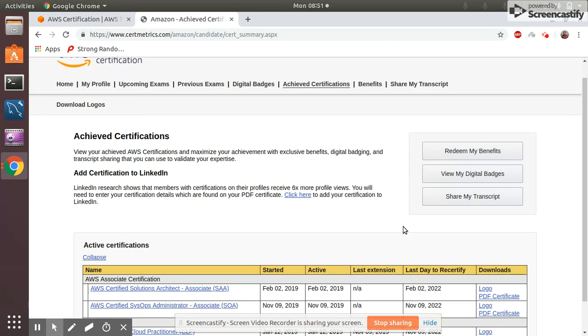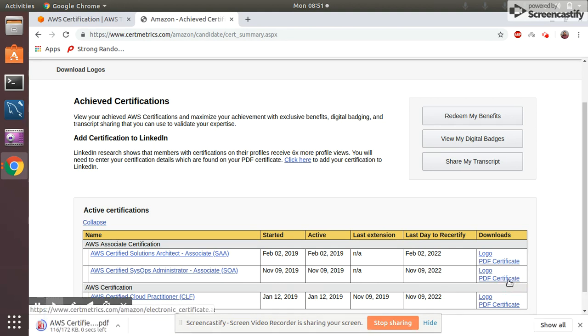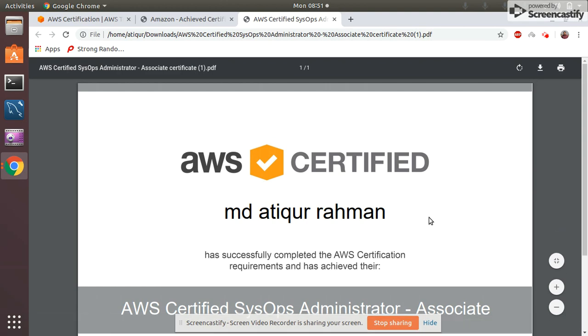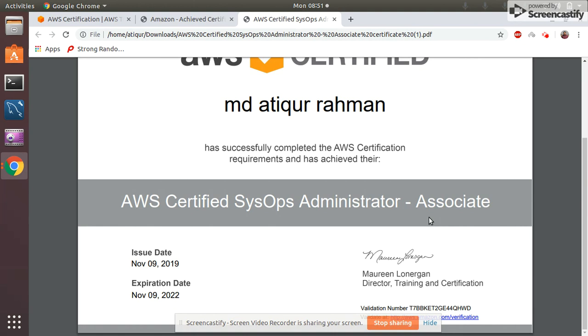okay, here I can see I have taken Cloud Practitioner, Solutions Architect Associate this year on February 2, and AWS Certified SysOps Administrator on November 9. So this is my PDF certificate. If you are certified, you will get this certificate from AWS, and we have a validation number where you can verify.